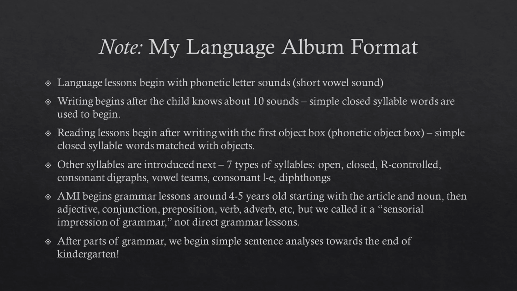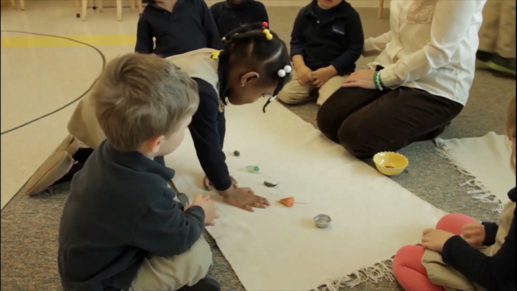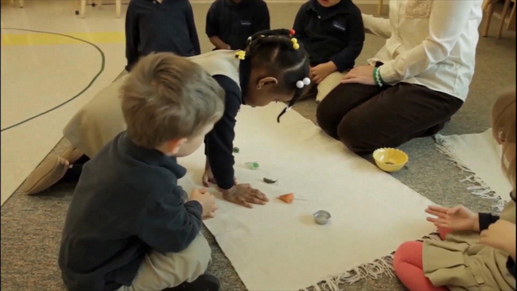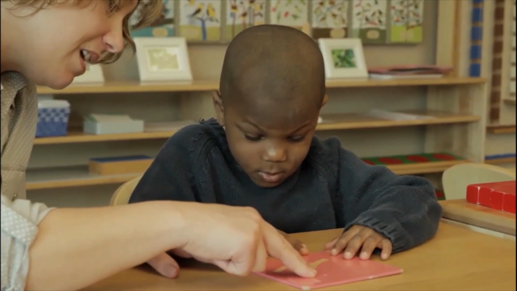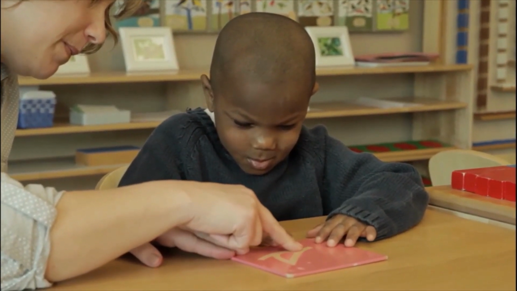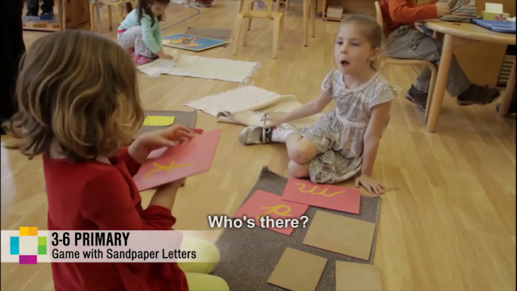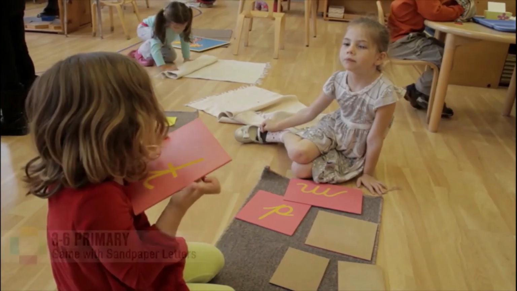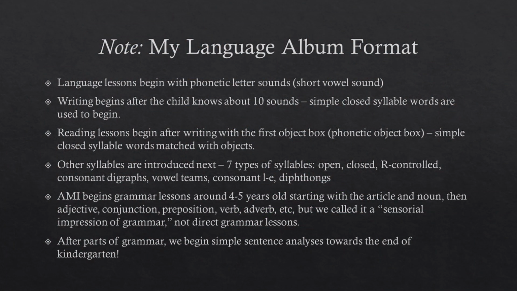Let me give you a little bit of an overview of what it looks like to go through my AMI language album. Language lessons begin very early on with simple games like I Spy, and then we move on to the sandpaper letters and do the phonetic letter sounds. So we're just doing those individual letter sounds. And when we introduce vowels, we introduce the short vowel sounds. And this starts around the age of 3 years old.